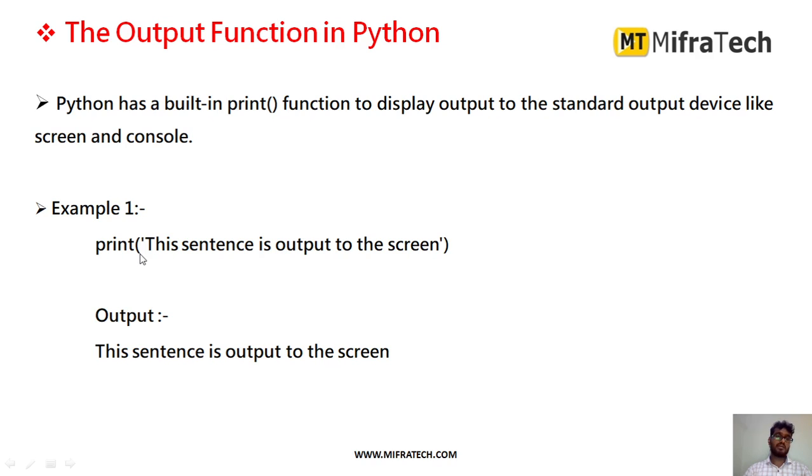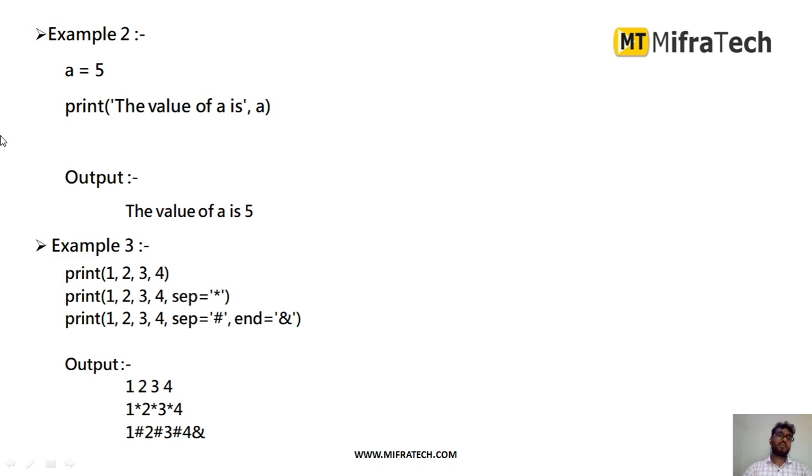So as you can see in the example, print, I am printing this sentence as the output to the screen. Whatever I have written inside the single quote will be a string, so that will be printed as the output on the screen. So using this print you can display output in Python. We'll see some more examples.